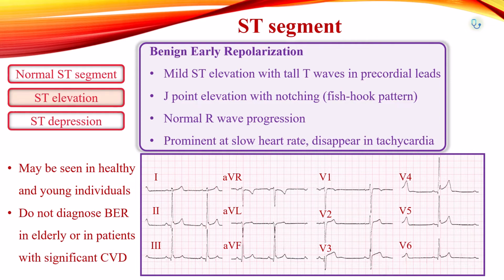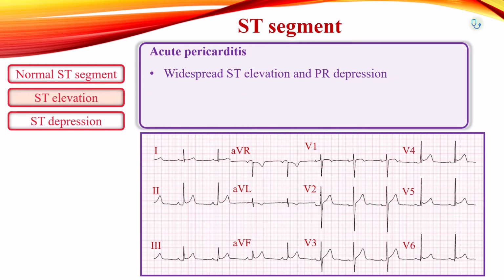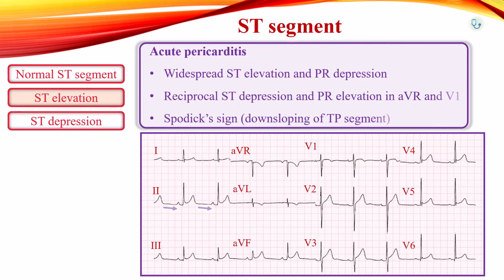Acute pericarditis causes widespread concave saddleback ST segment elevation and PR depression in multiple leads, typically involving leads 1, 2, 3, AVF, AVL, and V2 to V6. There may be reciprocal ST depression and PR elevation in leads AVR and V1. Downward sloping of the TP segment, known as Spodick's sign, may be observed in acute pericarditis.